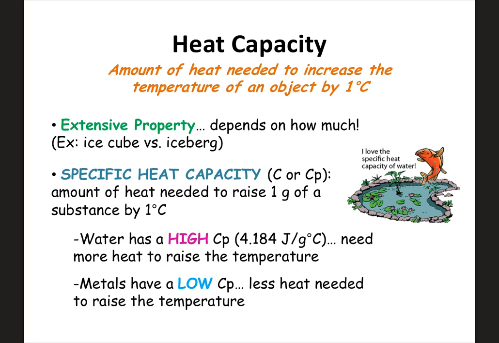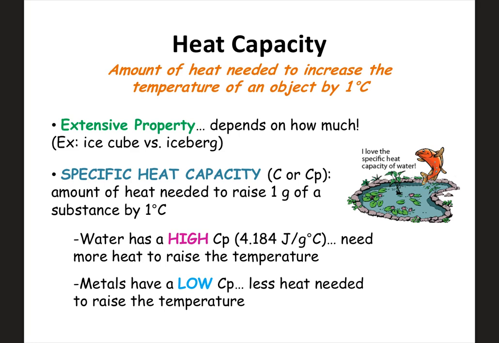So, for example, water has a relatively high specific heat. It's 4.184 joules per gram degree Celsius. You do need to know the specific heat of water. Just like you needed to know the density of water, you do need to know that the specific heat of water is 4.184 joules per gram degree Celsius. And that's just the units we use for specific heat. Basically, what that means is since water has a high specific heat, it takes a lot more heat to raise the temperature of the water.